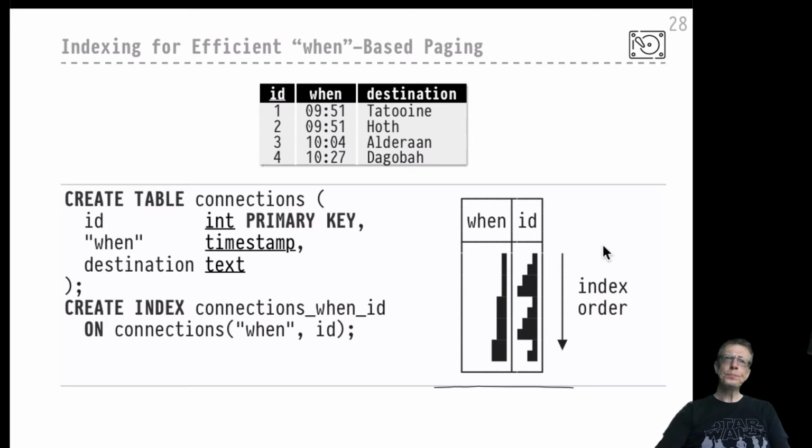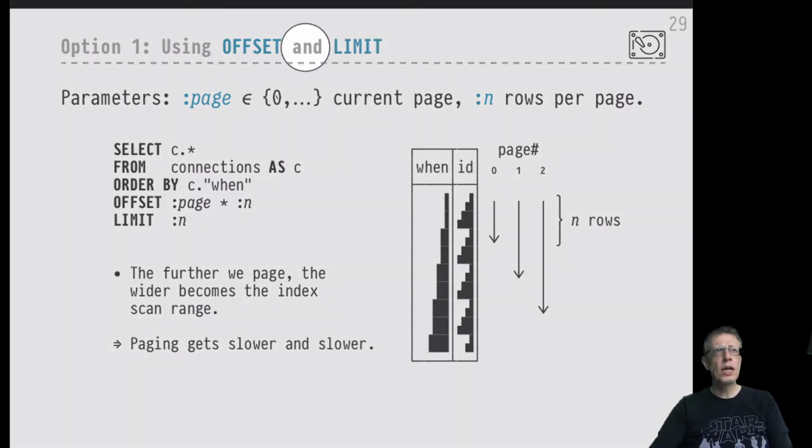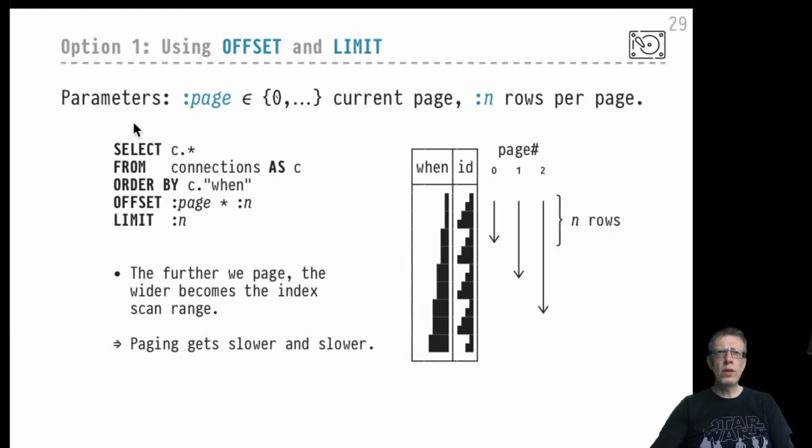So how could we implement paging now? What would be one implementation of a query that the web app could send to the database server to request the next page of connections? Let me consider two options in this video, two options to implement this particular query. All right, so the first option would use two SQL constructs, the offset and the limit construct. Okay, that would be the query that we will send to the database server.